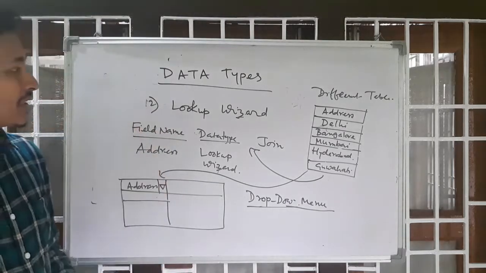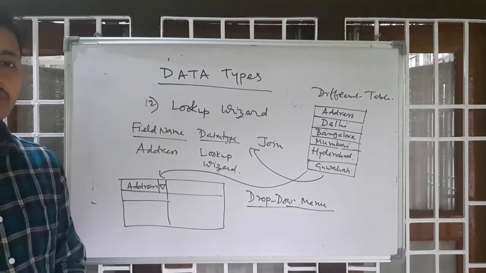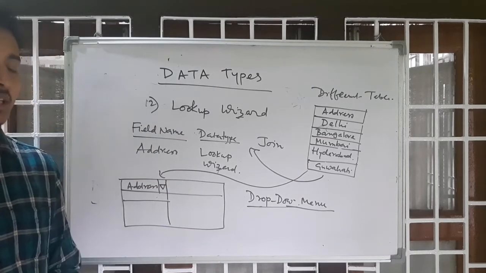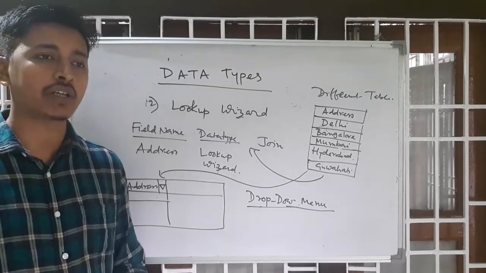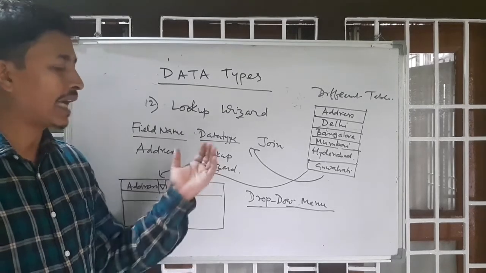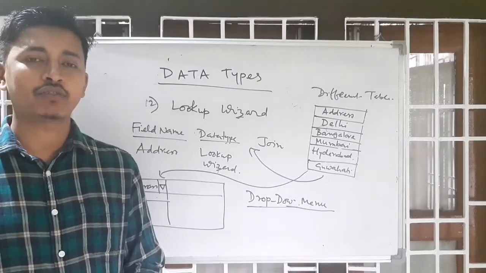So I think you all understand these things. 12 data types available in MS Access 2007. In the examination, it may come that what is data types and what are the data types available in MS Access 2007. I think you all understand these things.